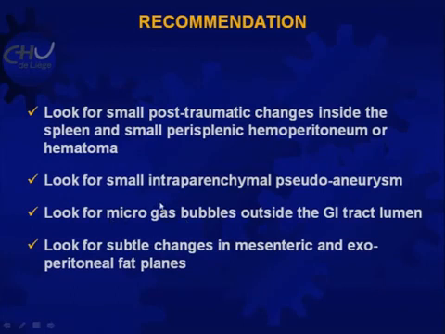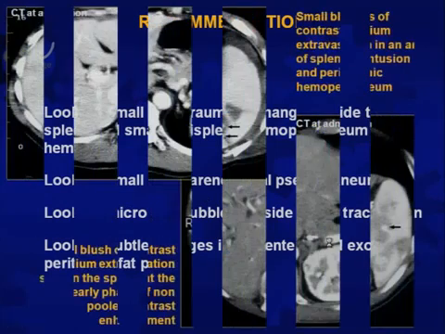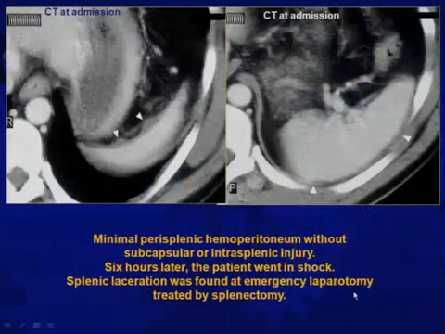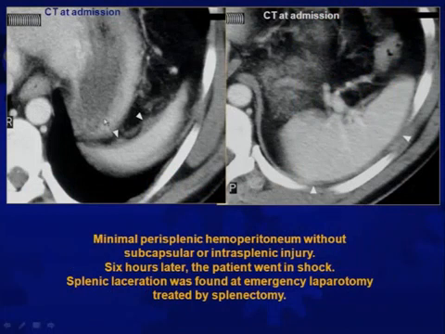Well, these are examples: a very small pseudoaneurysm, a little bit denser than the pooling contrast, a little bit denser only. This is normal. All this is normal. This is a vascular lesion inside the spleen. You have to look at that. And this is a patient with minimal vascular injury. There's almost nothing around the spleen. And the patient had splenic rupture a couple of hours later. You cannot predict what the spleen will do in the next minute.